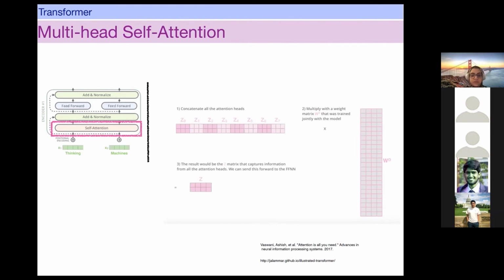Before I move on, do you guys have any questions? Why multiply the heads? We didn't multiply the heads, we concatenated them and multiplied by a weight matrix to get a reasonable size output.